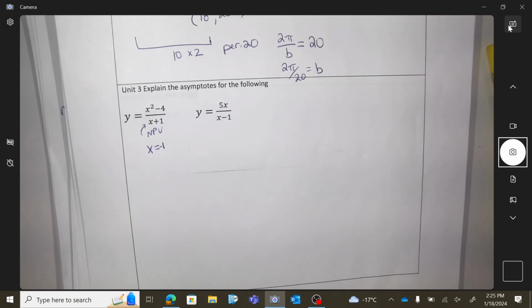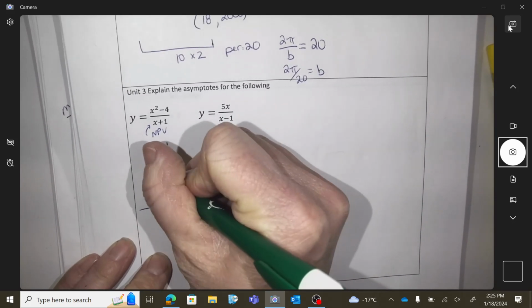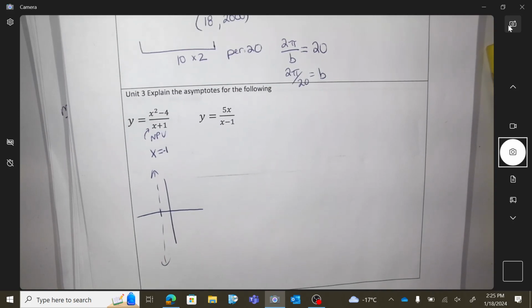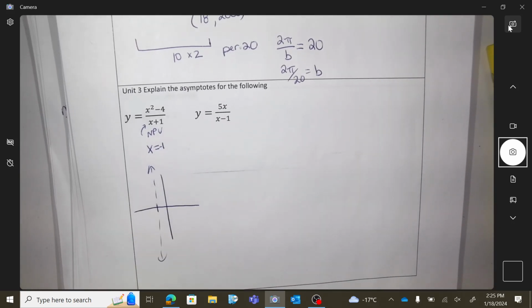Would it be considered a vertical asymptote or a hole? Vertical asymptote. Also, you understand the name for a hole is the point of discontinuity. That's a hole. So first of all, I'm going to go -1, vertical asymptote. Sometimes they might just say, what's the equation of the asymptotes? And you would write x equals -1.